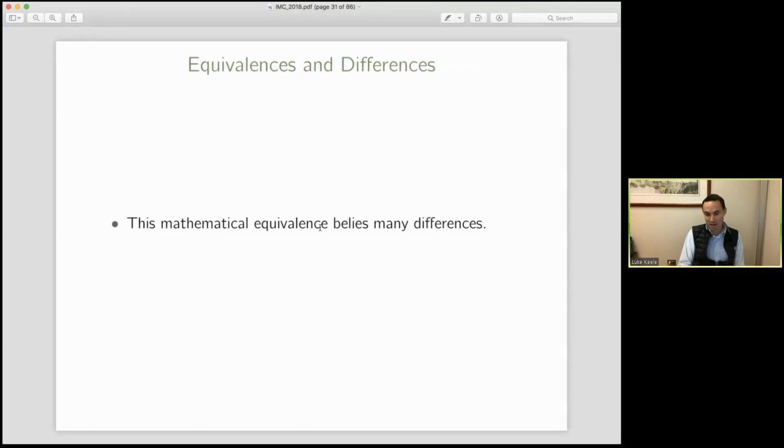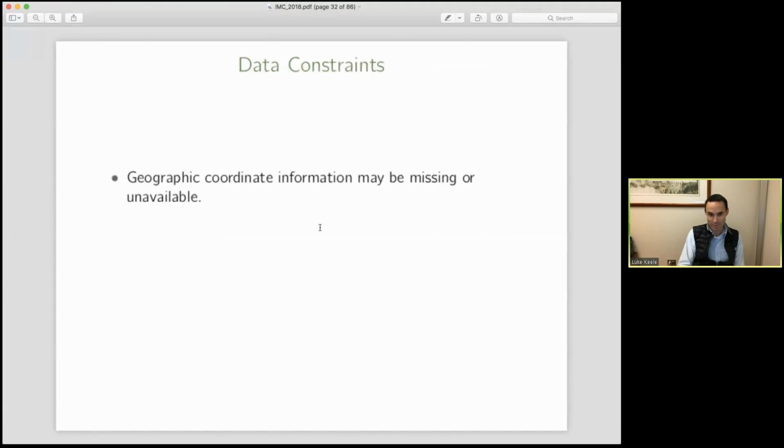It has been in our experience that there are actually a number of differences. So the first one is that it's often the case that true geographic coordinate information may be missing. That is, the actual score here is latitude and longitude for each person. In this case, you could think of a household.